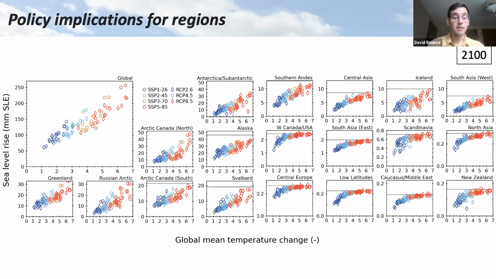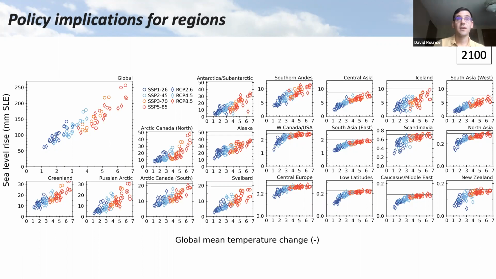Now, instead of looking at the time series, which we showed on the last plot, we can also take a look at the impact of the global mean temperature change and the contribution of sea level rise by 2100 relative to 2015 for each region. And so these plots are really showing the sensitivity of each region to small changes in the global mean temperature. So on the y-axis, you see the sea level rise contribution, and on the x-axis, you have the increase in global mean temperature. And the circles here are showing the shared socioeconomic pathways. The diamonds are showing the representative concentration pathways, and the colors are showing the radiative forcing associated with those scenarios.